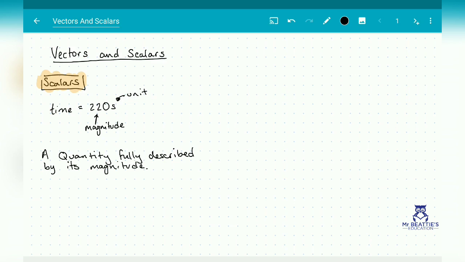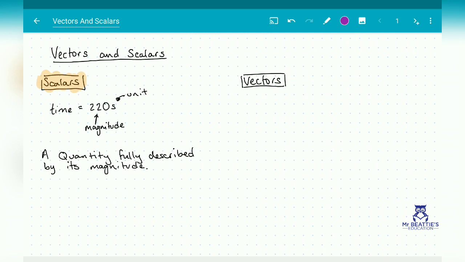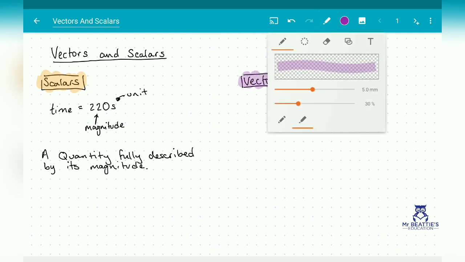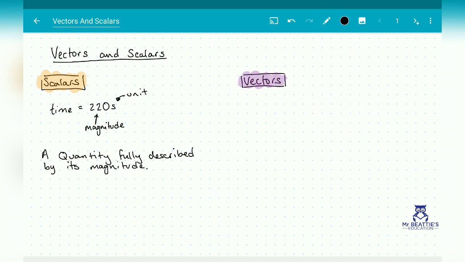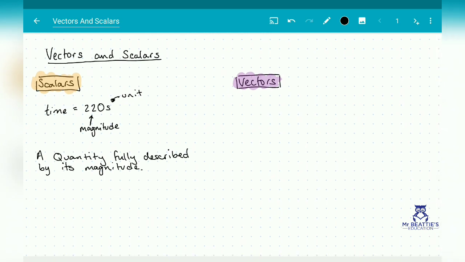Now the one that's more complicated is vectors. There's a lot more involved in vectors because vectors are not fully described by their magnitude. They have to have one extra thing to them, and that is a direction.